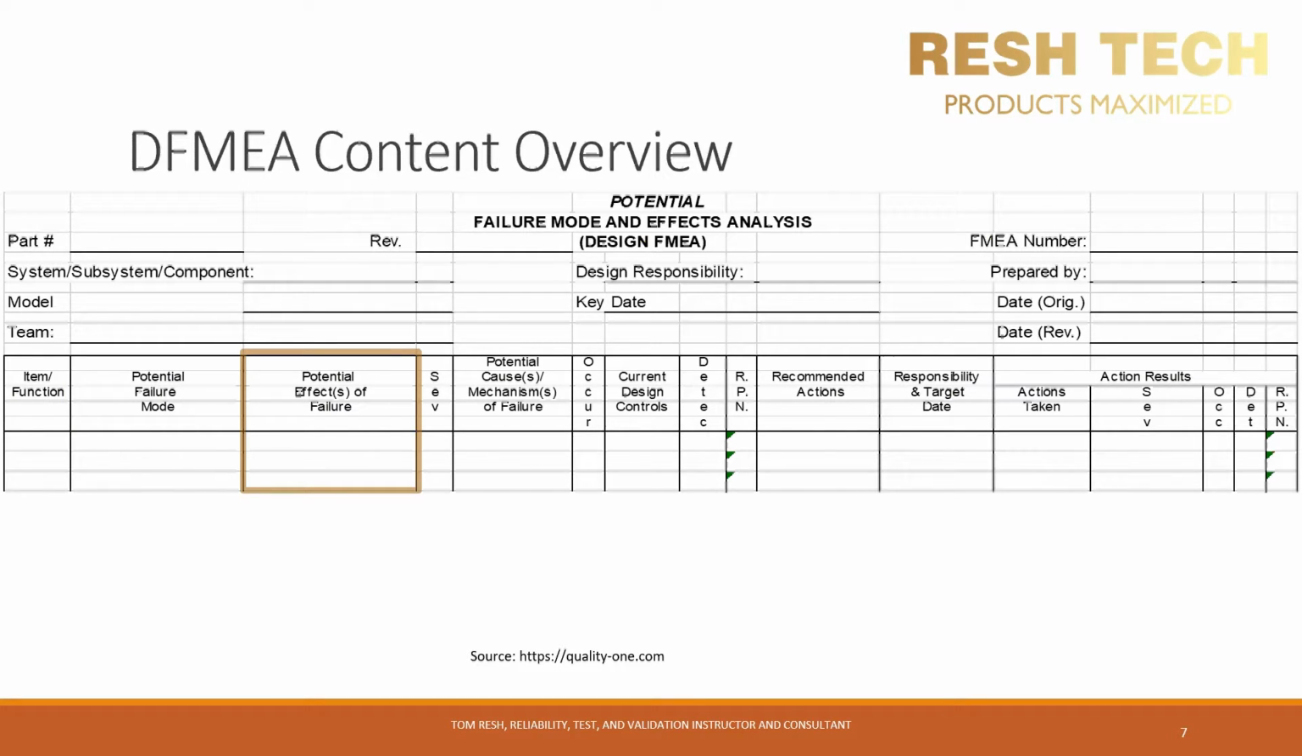The third column is used to capture a potential effect or effects of a failure mode and can describe one or more effects that are a result of that particular failure mode.